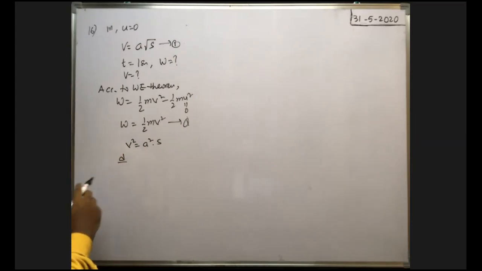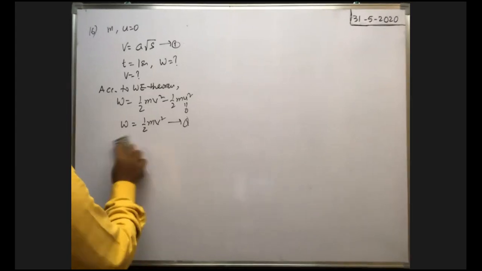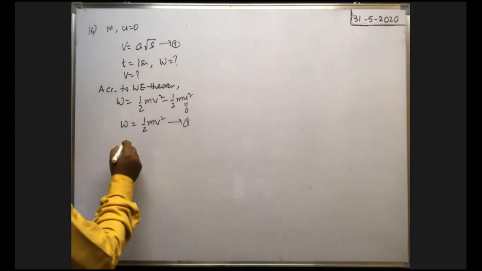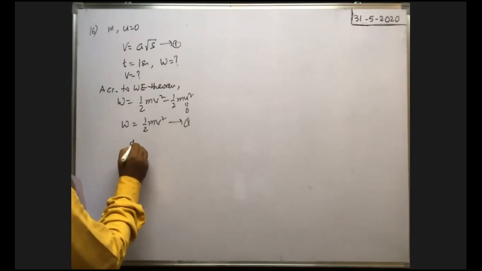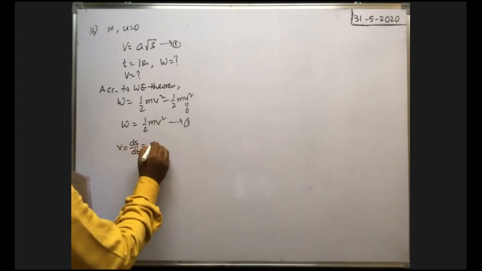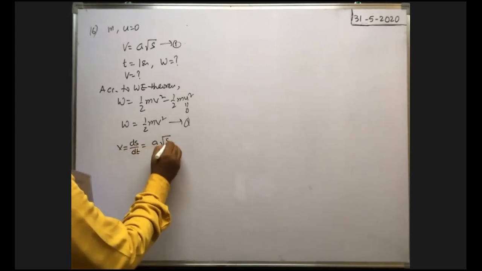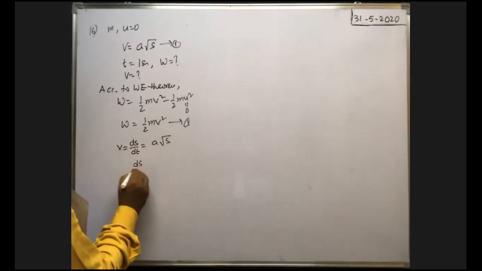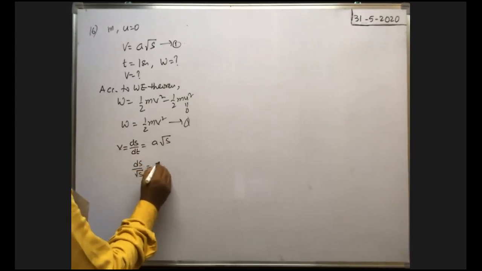Okay, not differentiation. We need the integration only, because first of all we have to obtain the relation between s and t. That's why v can be written as ds by dt, that is equal to a into root s. Of course, in different ways we can do. So therefore, ds by root s is equal to a into dt.